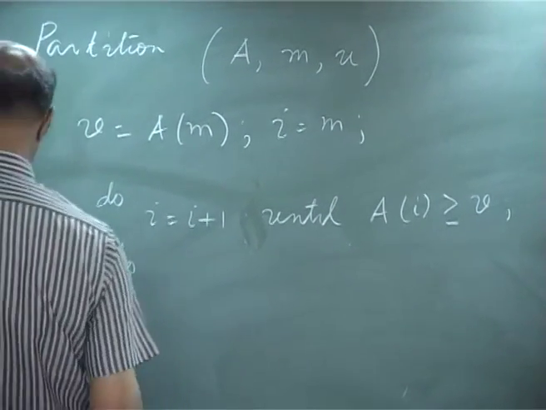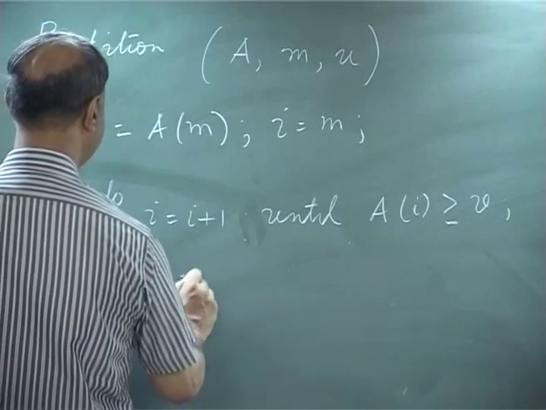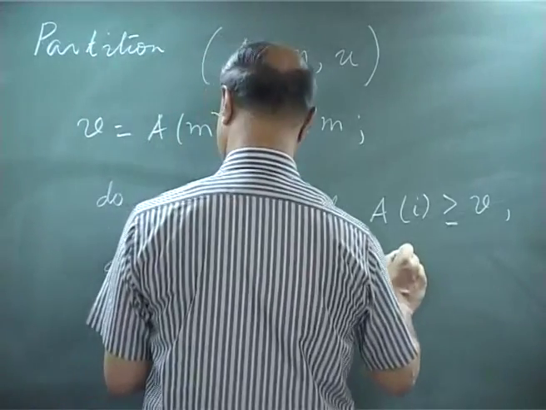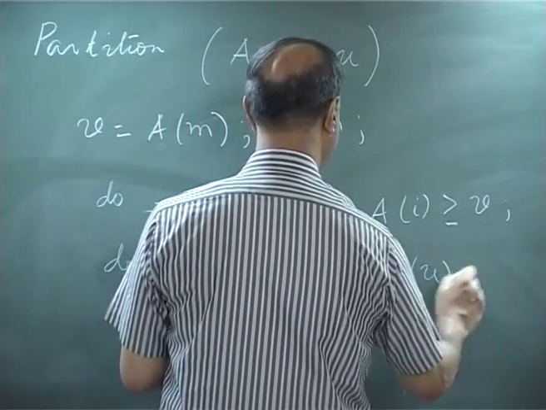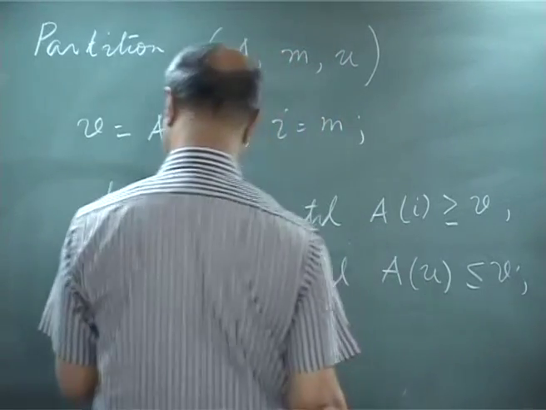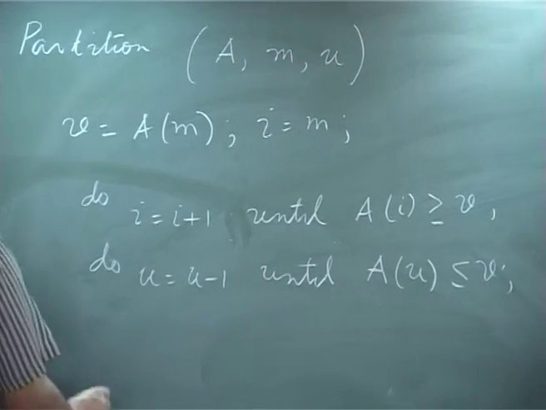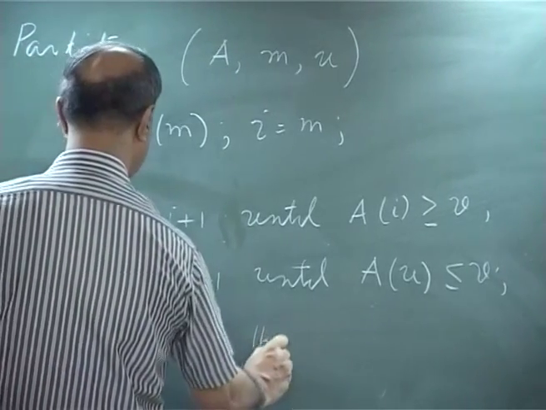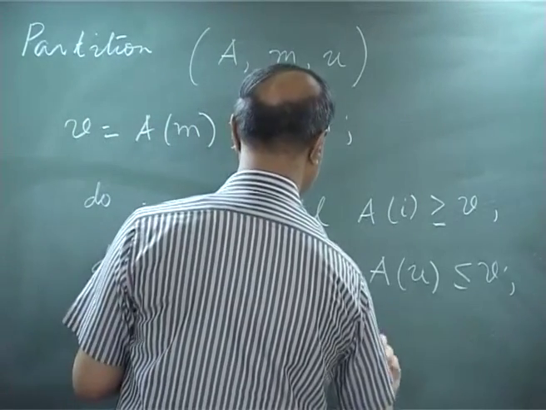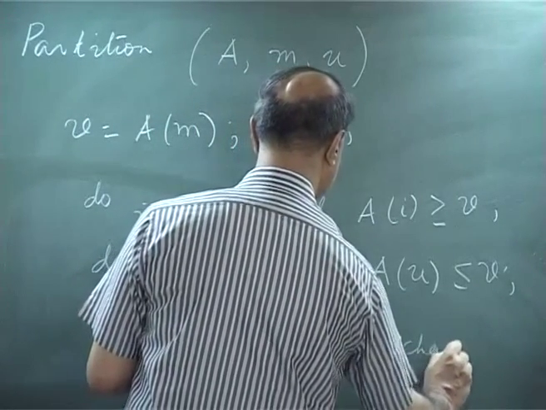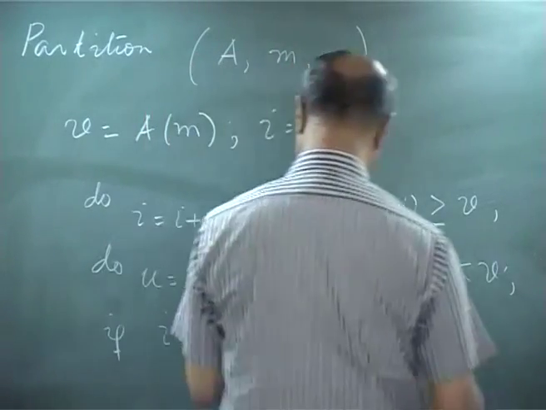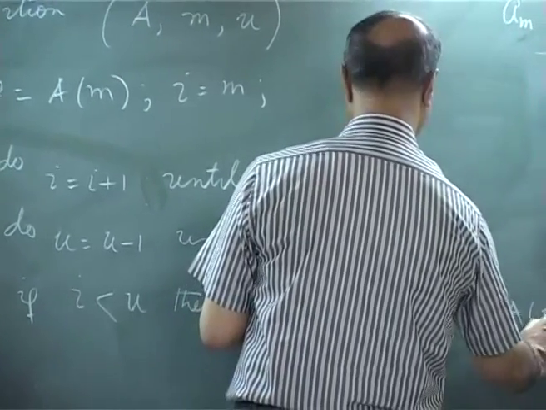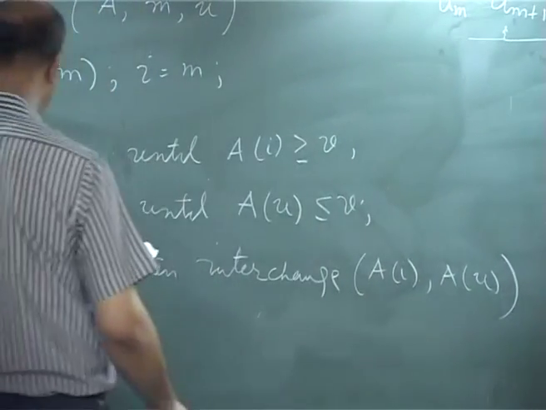Do U is decreased by 1 until A[U] is less than or equal to V. If I is less than U, then interchange A[I] with A[U], right?